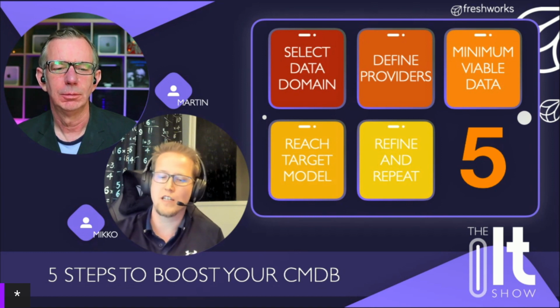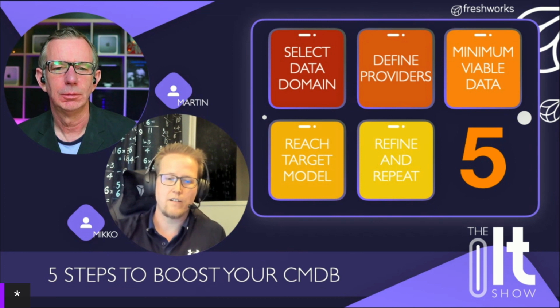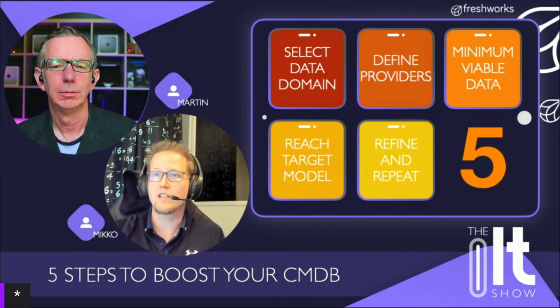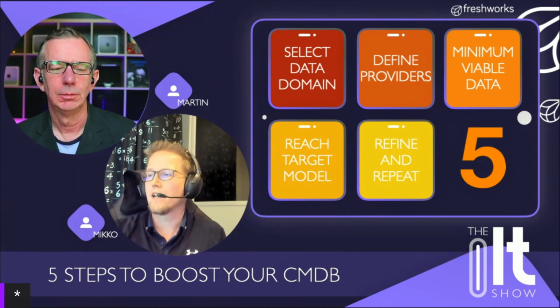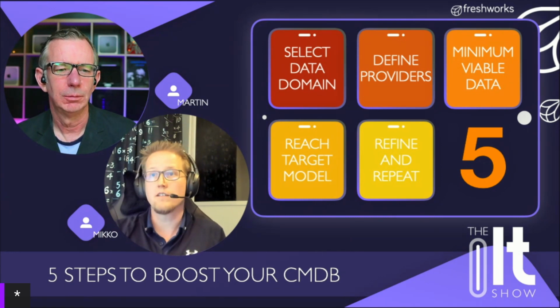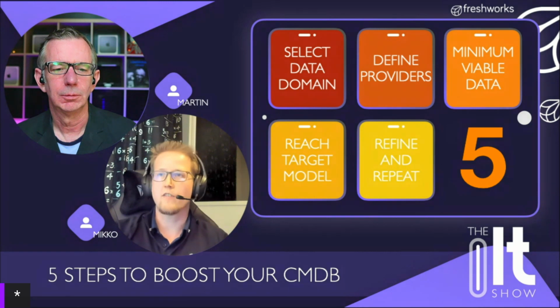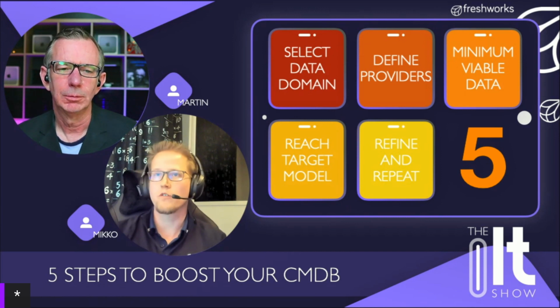So that's the third step: really start with the minimum, and the minimum is defined by the value. What is the minimum set of data that brings value to the consumer? And usually it's quite little. Quite often it includes some kind of identifiers, like how to identify an application. Is it by name or something else? And then, for example, the responsibilities and support related details, and that's already valuable for the service desk.